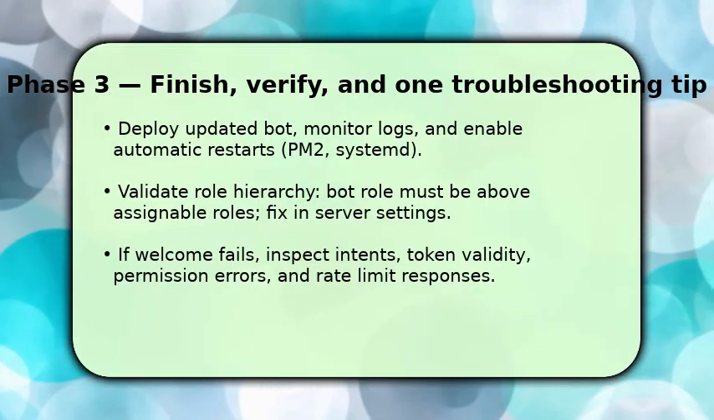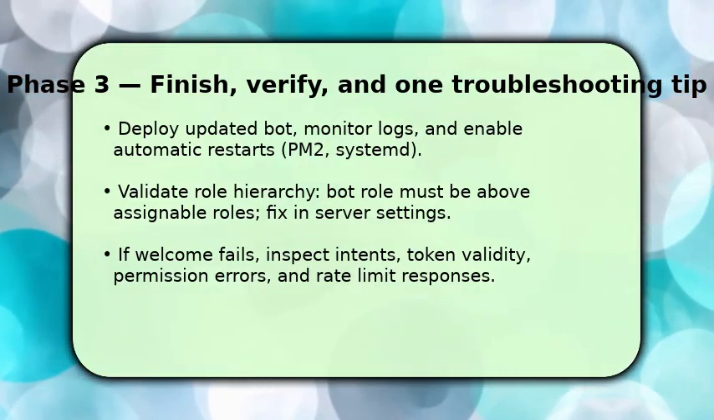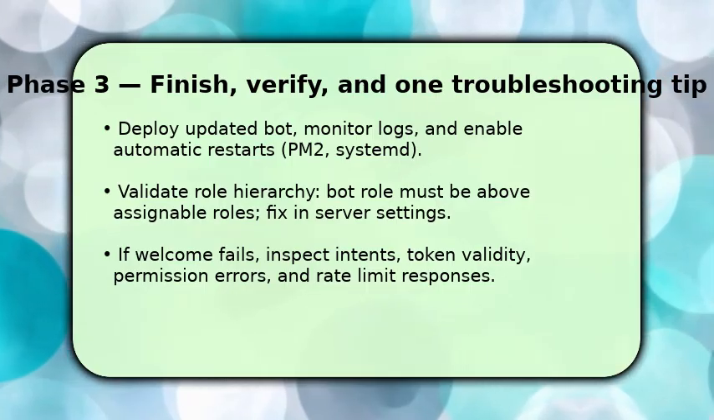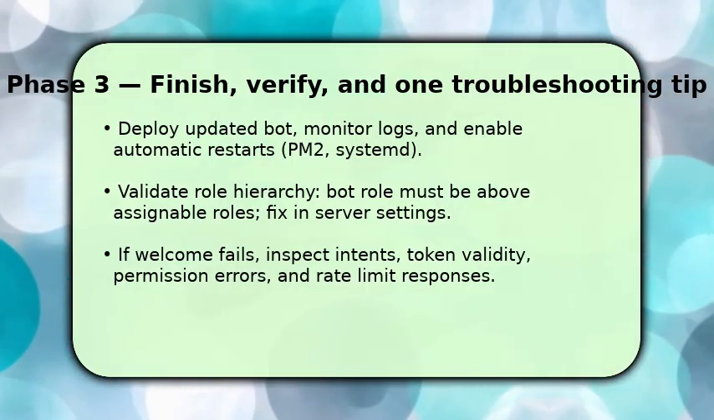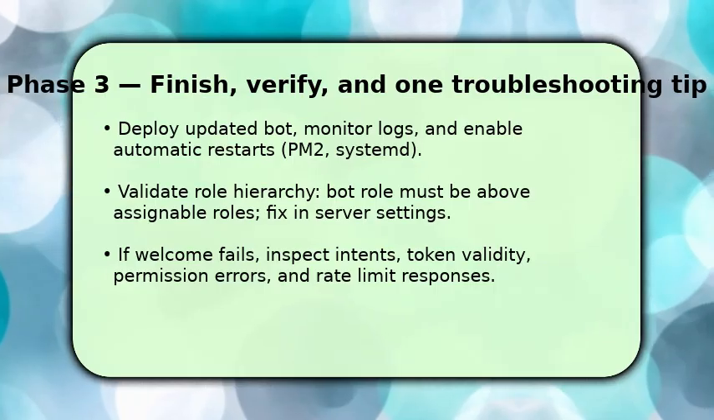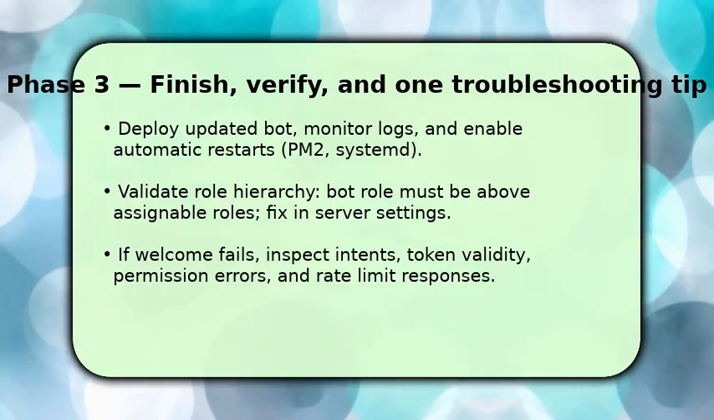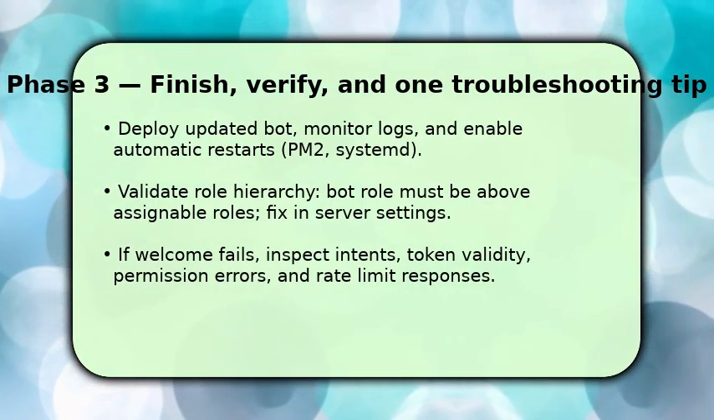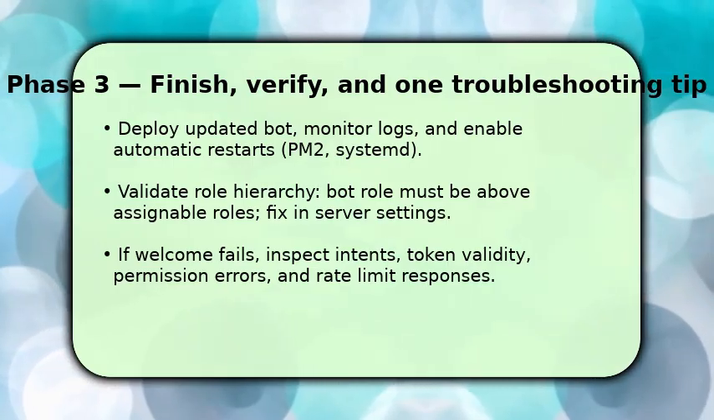Monitor logs closely for permission or HTTP errors. They reveal whether the token is invalid, intents are missing, or you're hitting rate limits. If something still fails, rerun the join test while tailing logs. Then adjust permission scopes or add retries with exponential backoff.